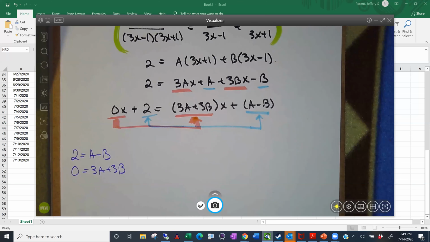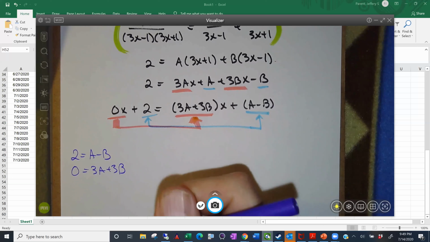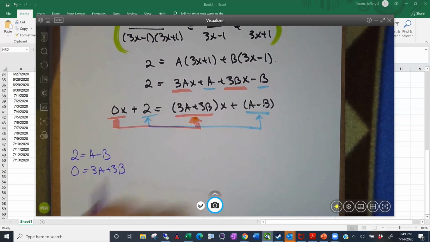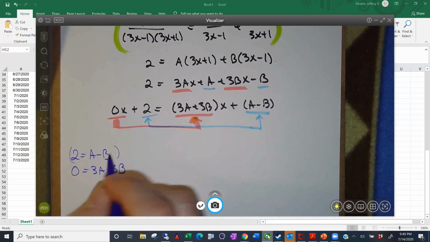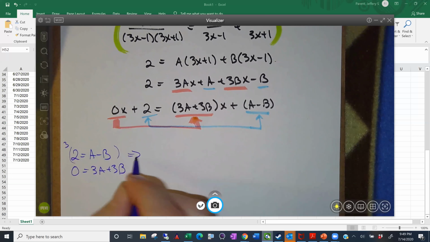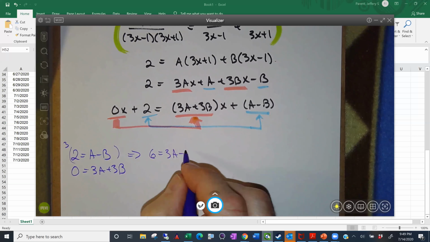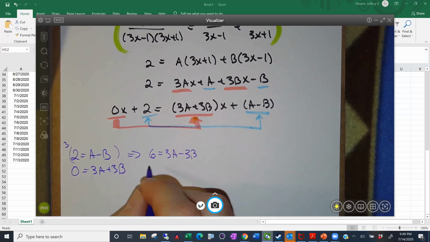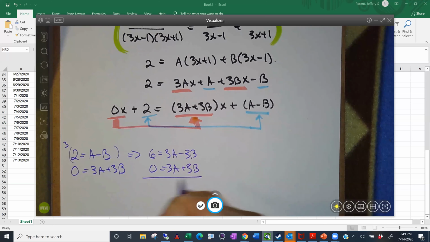Now, you can solve this any way you want. You can use the addition method. You could use a substitution method. You can use your graphing calculator. You could use an inverse matrix. There's a lot of ways you can solve it. I'll just do what looks like comes easiest, quickest. If I multiply the top equation by 3, that gives me 6 equals 3a minus 3b. And add it to 0 equals 3a plus 3b, for a total of 6 equals 6a.